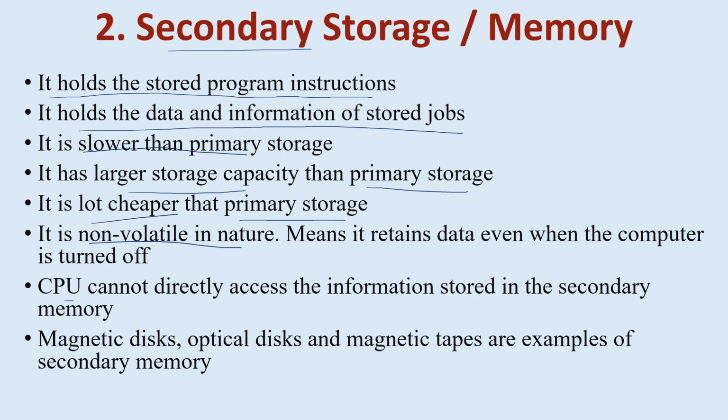CPU cannot directly access the information stored in the secondary memory. The CPU cannot access the secondary storage directly by any means. Magnetic disk, optical disk, magnetic tapes are some examples of the secondary memory.